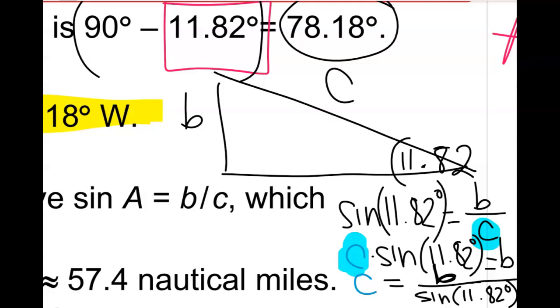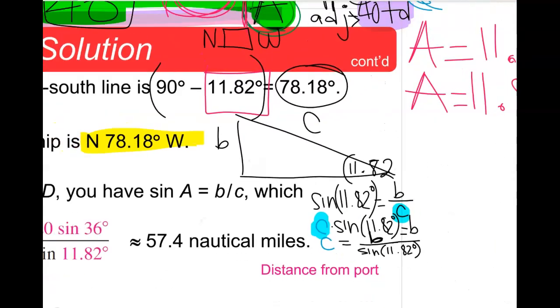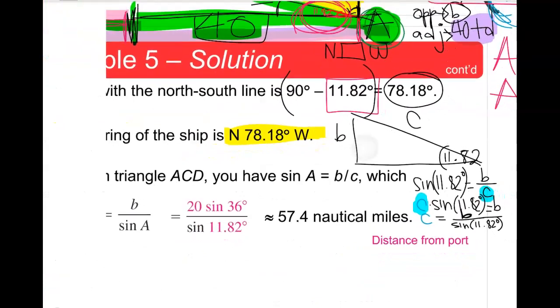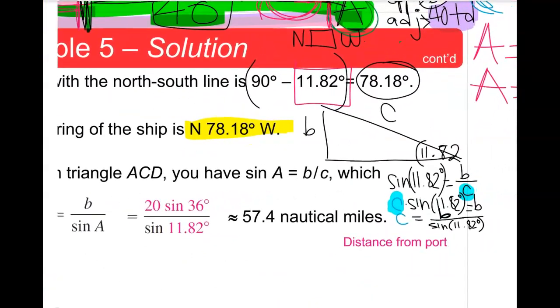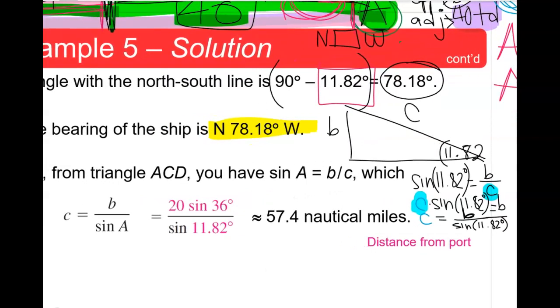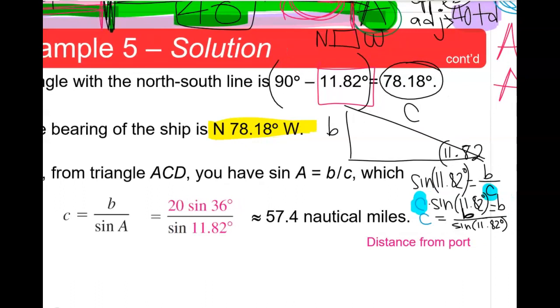So, and that is what we could see here on the left side. So we have that C is equal to B over the sine of A, which is, we already have it here, the sine of 11.82 right here. Sine of A, this is angle A. Sine is opposite over hypotenuse. And, oh yeah, it's because we already solved for C.